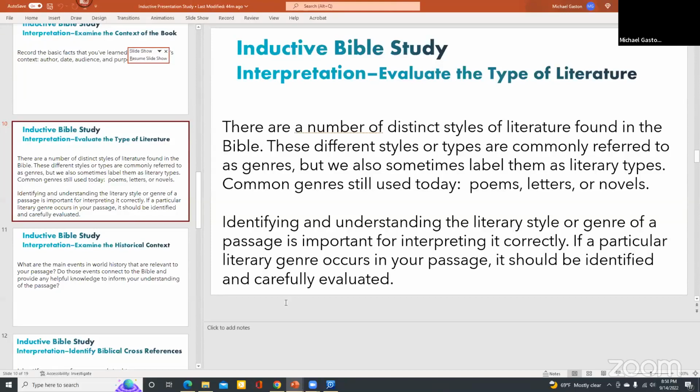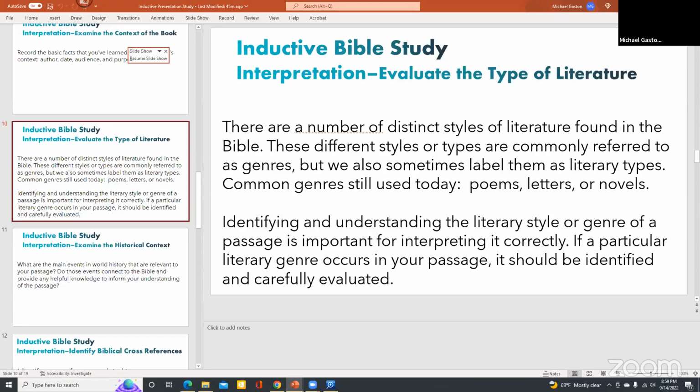Certain writers wrote a certain way. Some were very poetic in their writing, like the Book of Isaiah. A lot of his writing is poetic, and that's an Old Testament book. Some of the New Testament books, like the book of Luke. Luke was written by Luke, but what was his profession? Doctor. He was a doctor, a physician.